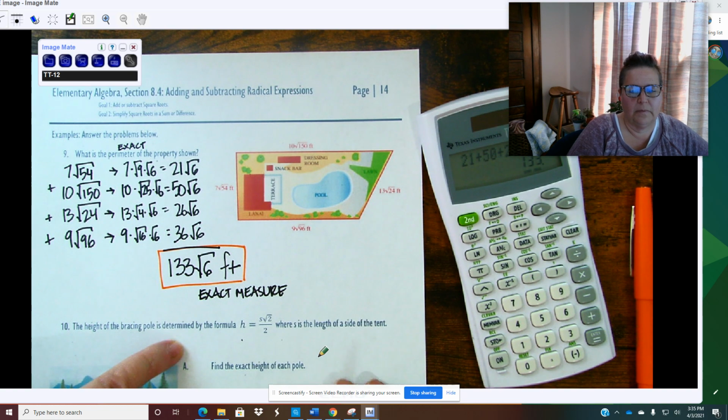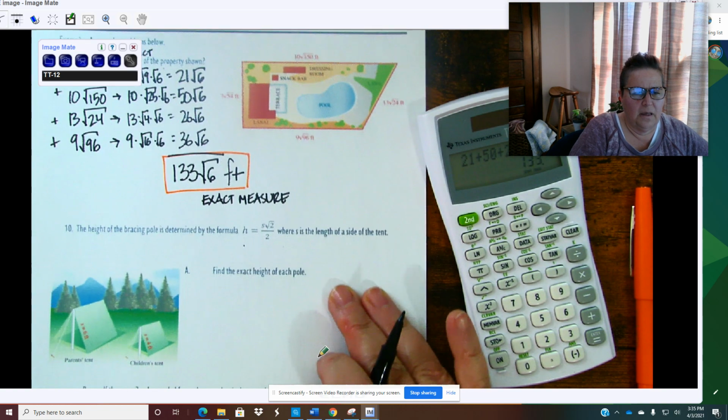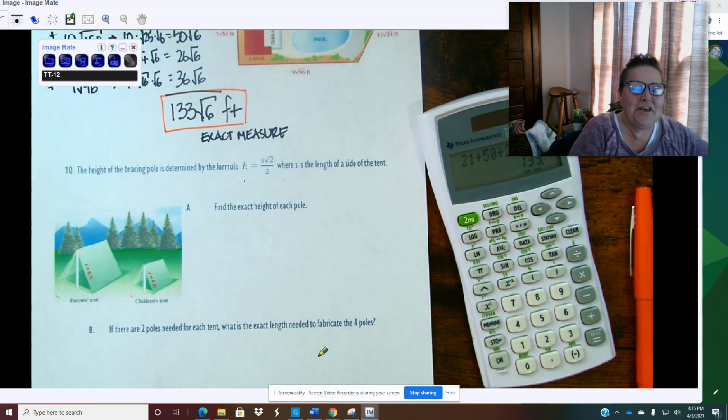Okay. All right. Problem number 10. The height of a bracing pole is determined by the formula H is equal to S square root 2 over 2, where S is the length of a side of the tent.